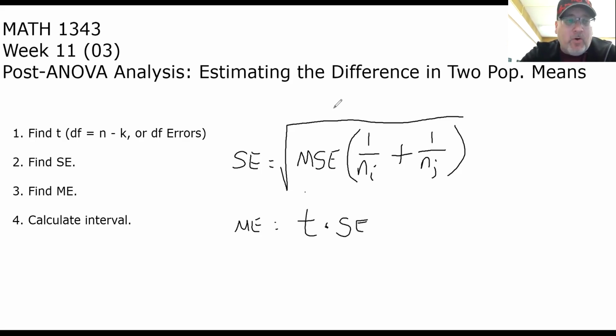And then for our interval, your interval is always centered at the sample version of the population value that you're estimating. We are estimating the difference in two population means, which means we're estimating something like mu_i minus mu_j, whatever those two numbers represent.